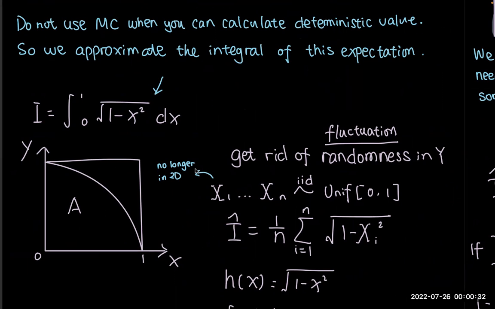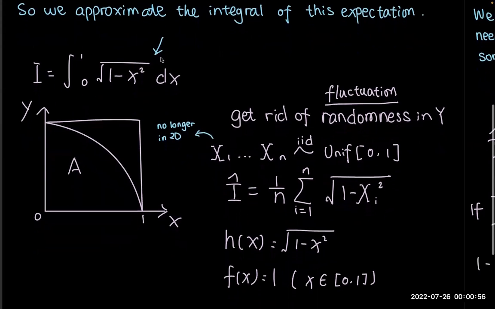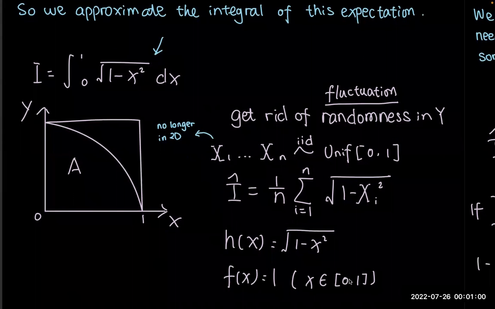Which means we do not need Monte Carlo method for computing the inner integral for dy. We can compute it in a closed form. So therefore, we only need to calculate the integral over x, and this is the integral for this function. Now this becomes our h of x, and our f of x is 1 for x within 0 to 1, because this is a uniform distribution within this interval.